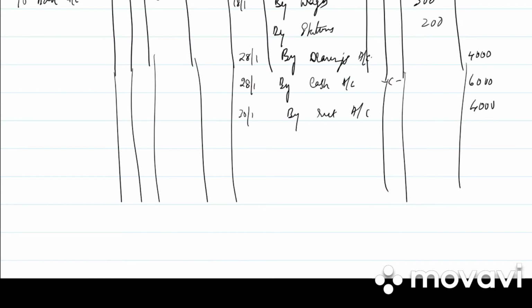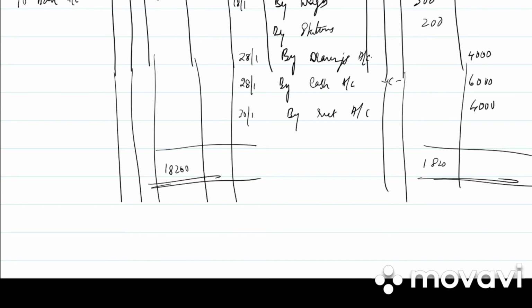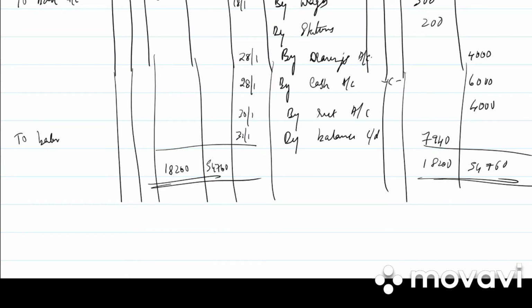So last we need to total our cash book. Which side is more? Cash column or debit side is more? 18,200, 18,200. So on 31st Jan we have by balance carried down, that is 7,940, and bank column credit side is more, that is 54,760, 54,760. So to balance carried down, what is the balance? 39,760.